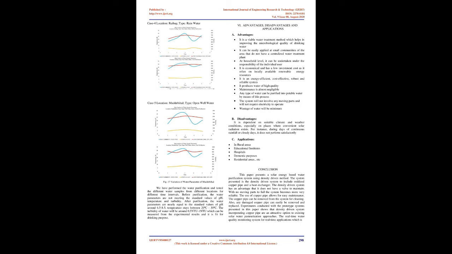The turbidity sensor is shown in the figure. It is one of the important and critical parameters of drinking water. It gives the water processing efficiency. The standard value is 1 NTU to 5 NTU. It is used to measure the turbidity of the water.